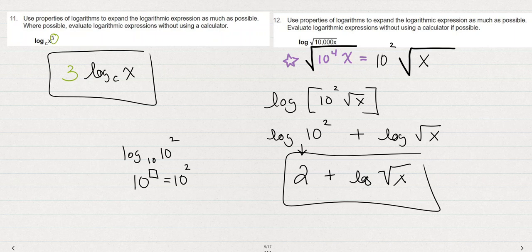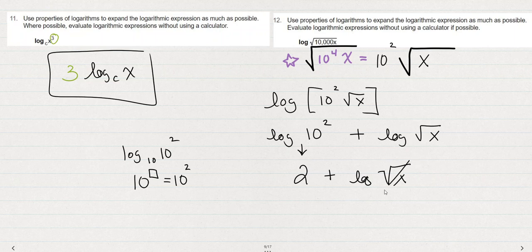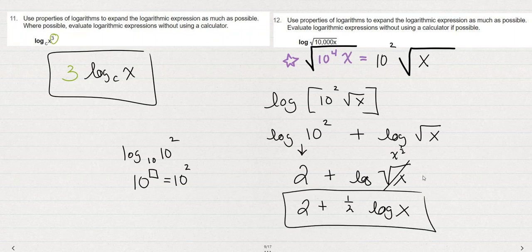You know, we could write that a little bit more expanded by catching that this square root is the same as x to the 1/2. So we could also say 2 plus 1/2 log of x. And that would actually be a little bit more expanded.